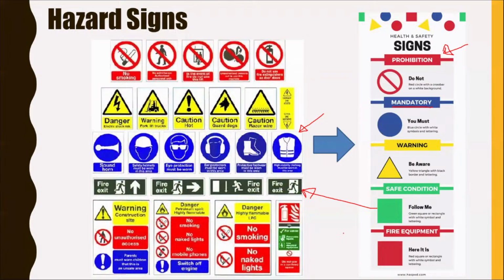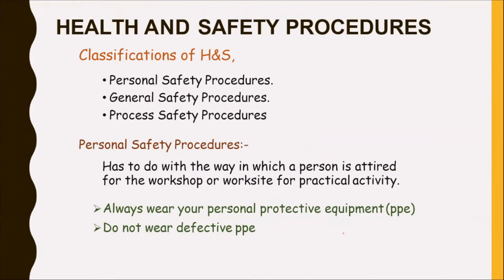Then let's discuss what the health and safety procedures are. There are mainly three different health and safety procedures: personal safety procedures, general safety procedures, and process safety procedures. What do you mean by personal safety procedures? It has to do with the way in which a person is attired for a workshop or work site for practical activity.